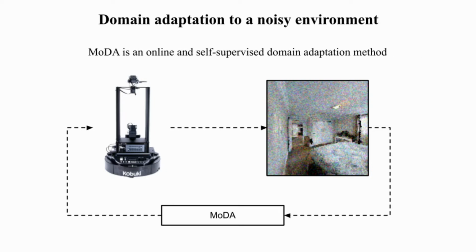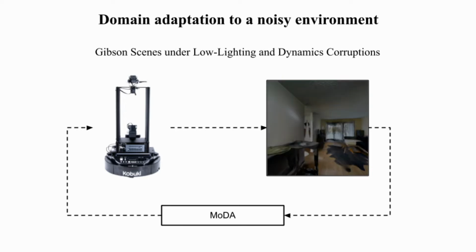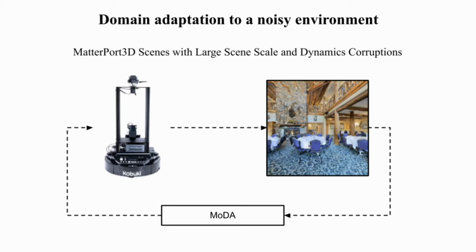MoDA is an online and completely self-supervised domain adaptation method that we suggest. The key idea is to encourage the inherent regularities of indoor scenes on the maps estimated by the agent. We evaluate our domain adaptation method in 3 different environments. The dynamics corruptions exist as actuation and odometry noise, and 3 different visual corruptions, the speckle noise, low lighting, and large scene scale are present in the scenes.